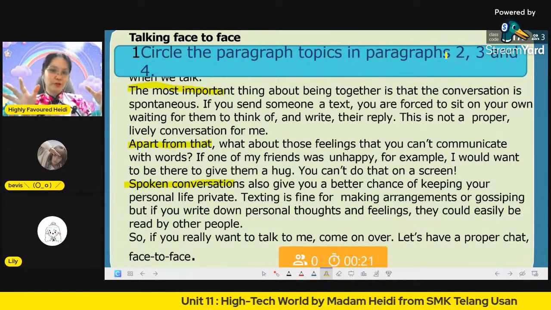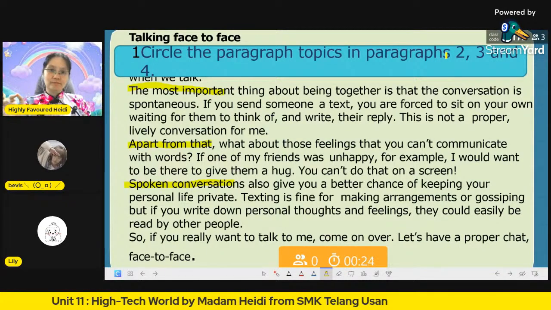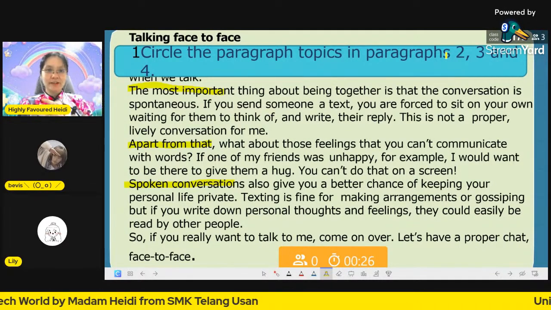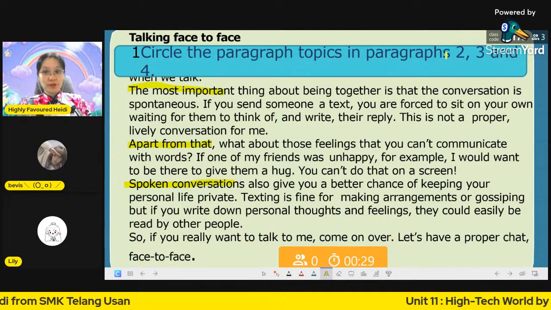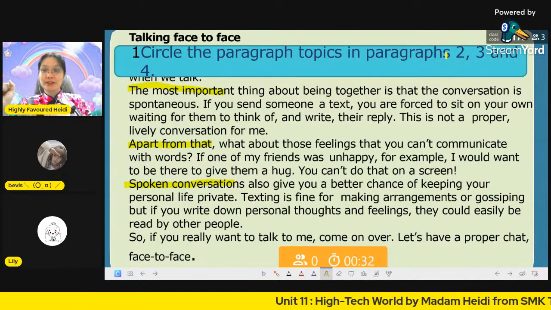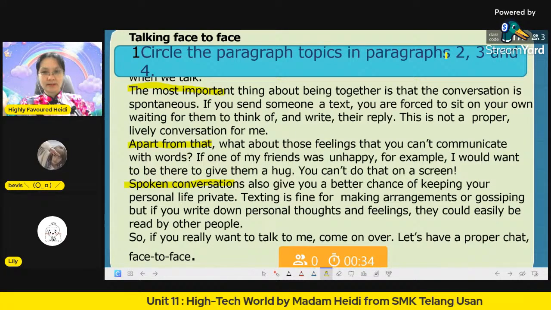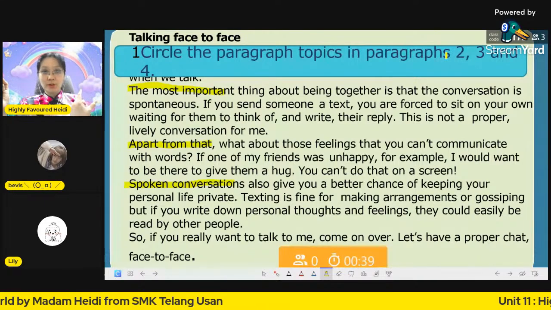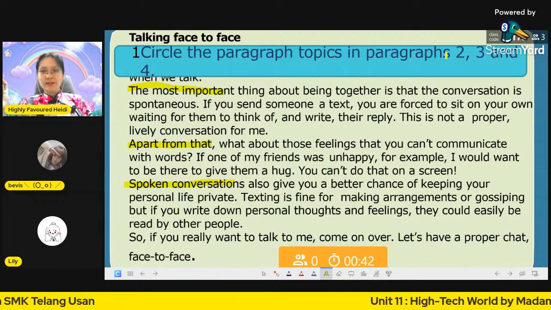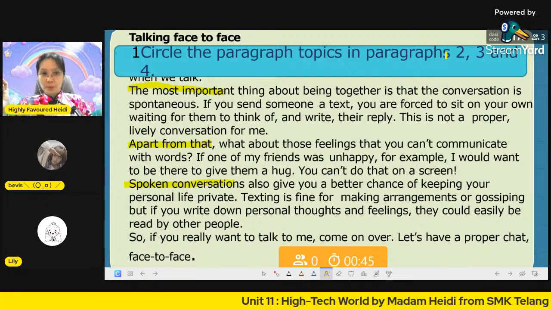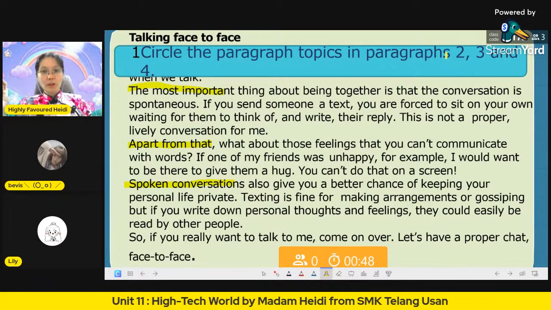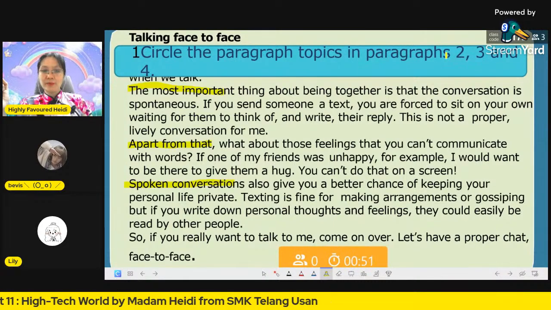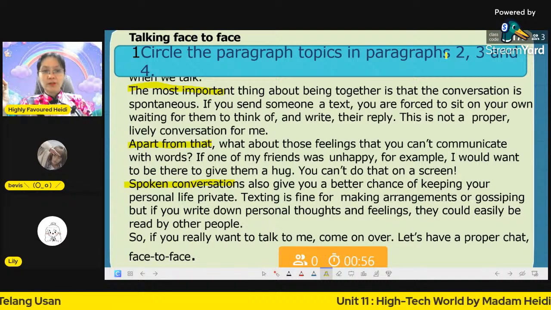I'll read to you while you do your underlining or circling. The most important thing about being together is that the conversation is spontaneous. If you send someone a text, you are forced to sit on your own waiting for them to think of and write their reply. This is not a proper lively conversation for me. Apart from that, what about those feelings that you can't communicate with words? If one of my friends was unhappy, for example, I would want to be there to give them a hug. You can't do that on a screen.